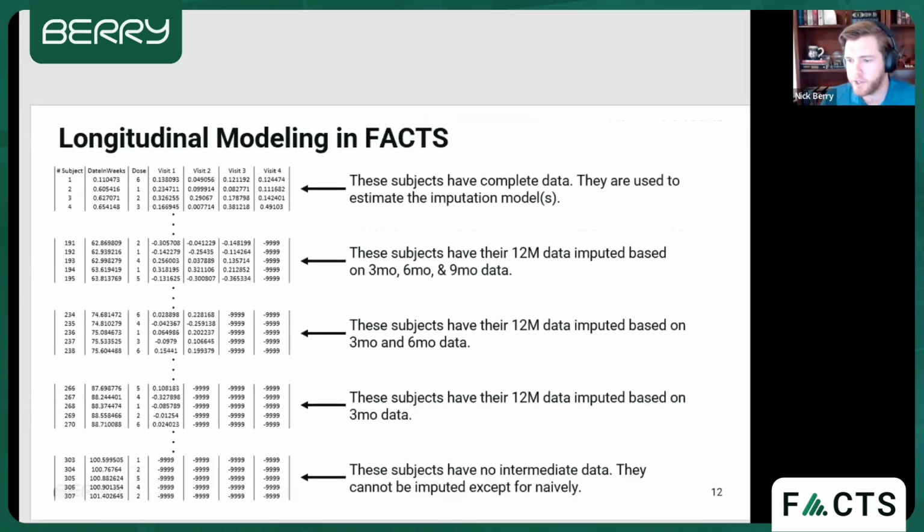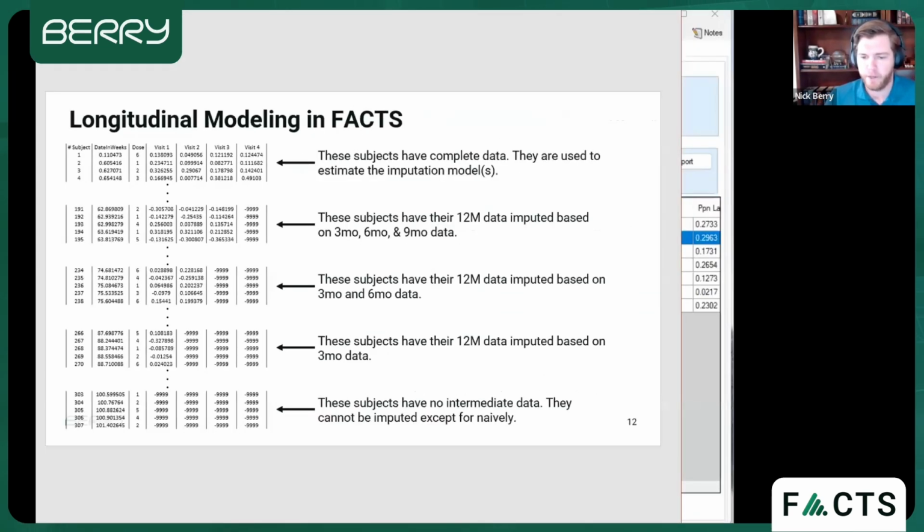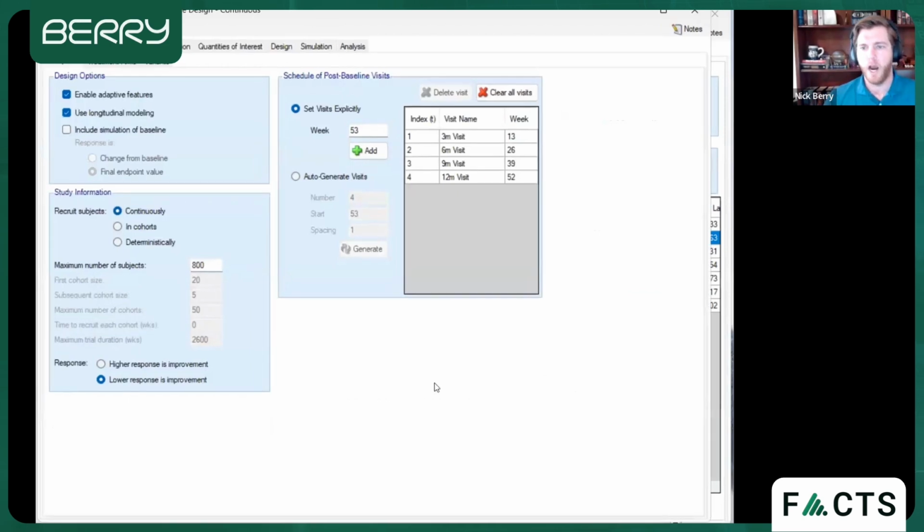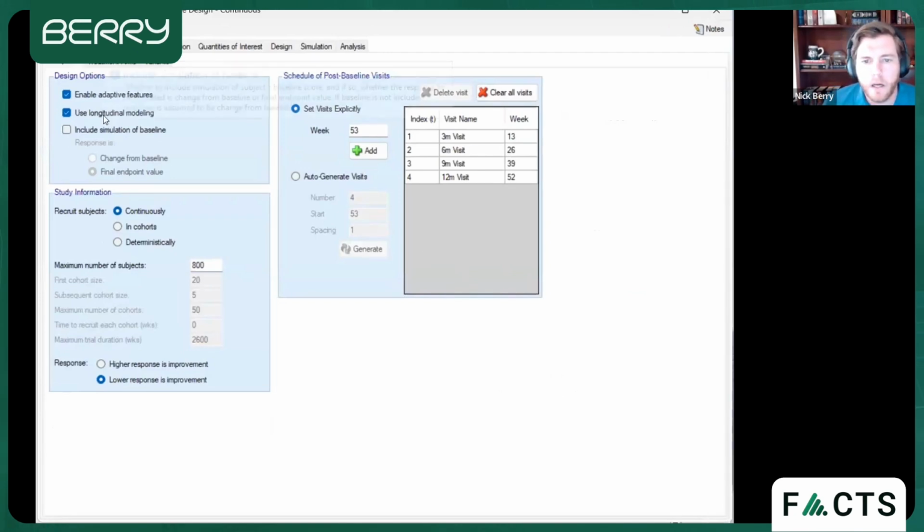For every patient, we're going to try to give them the best estimate we can of their final endpoint. But we have to tell FACTS how to do that. So I'm jumping back to an updated FACTS file. I took the existing one, the one we were just looking at that was really simple, and I just added, I clicked this button right here. I clicked this use longitudinal modeling.